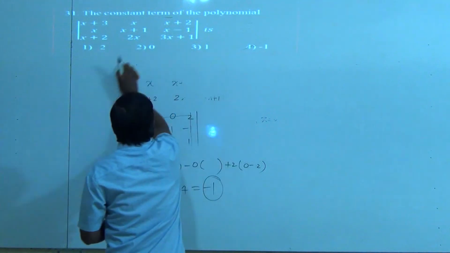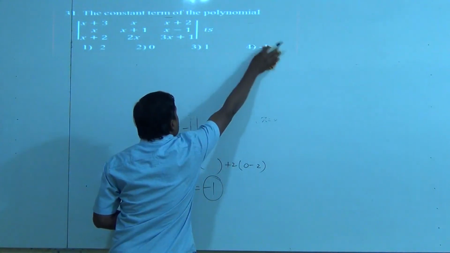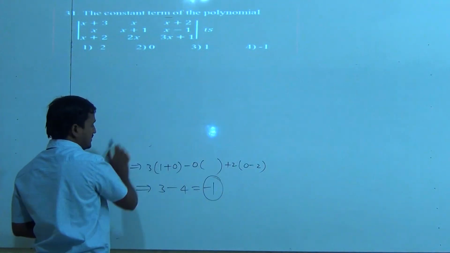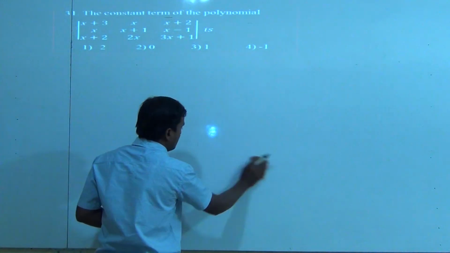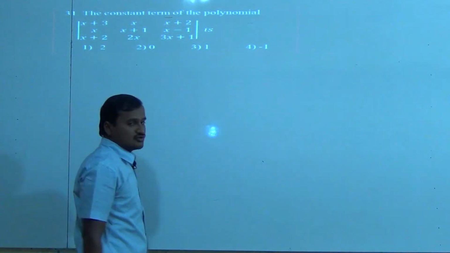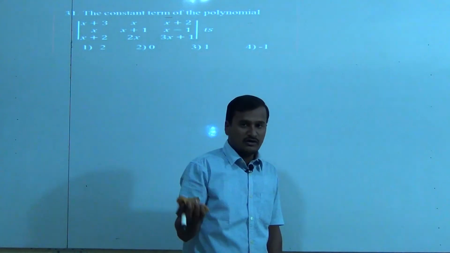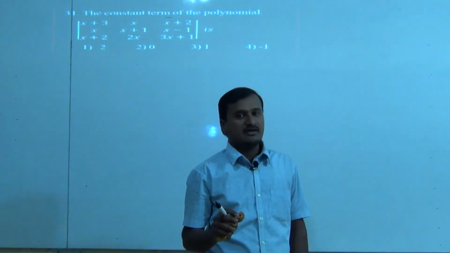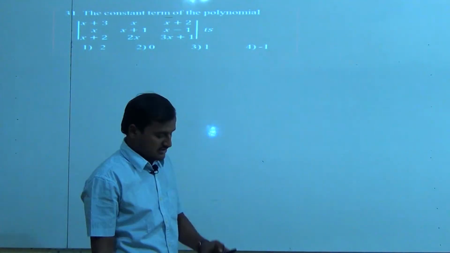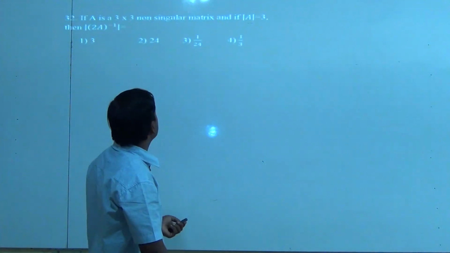Okay, we will go for the next question. Here you should remember the key point: whenever you find the constant term of a polynomial, just replace the value of x by 0. That is the key point. Okay, next question, this one.